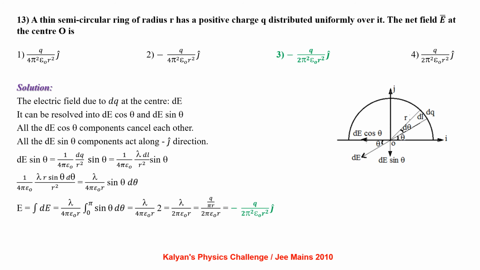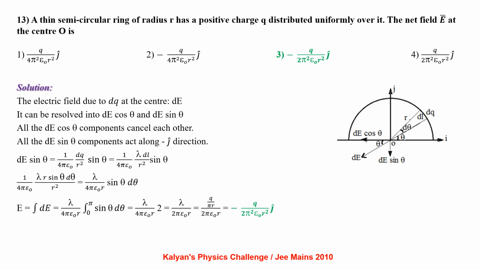A thin semicircular ring of radius r has a positive charge q distributed uniformly over it. The net electric field E at the center O is? So it is a problem involving linear charge density as charge is spread throughout the circumference of the semicircle. Let us calculate electric field due to a small charge dq and apply integration for finding the total electric field intensity.